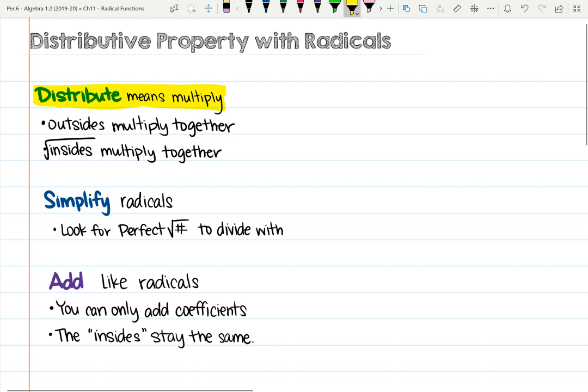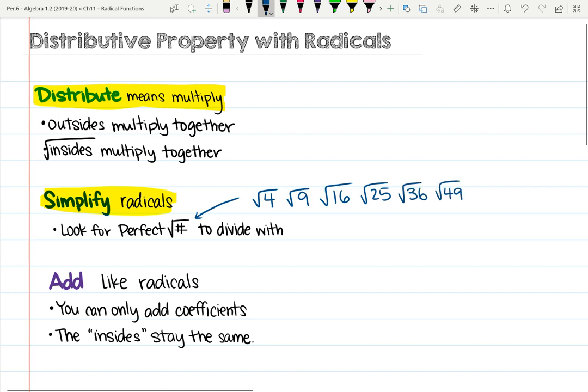After you distribute, you want to look to simplify any radicals that you can. Look for any perfect square root numbers to divide with. So what are those perfect square root numbers? Don't forget the perfect square root numbers. If we were in my room, I would say turn and look at the back wall. Square root of 1, which really doesn't help, but the most common ones: square root of 4, square root of 9, square root of 16, 25. Those are probably the most common ones that you're going to see. Occasionally 36 and 49. But you want to always look for 4, 9, 16, 25. You'll see those pop up the most.